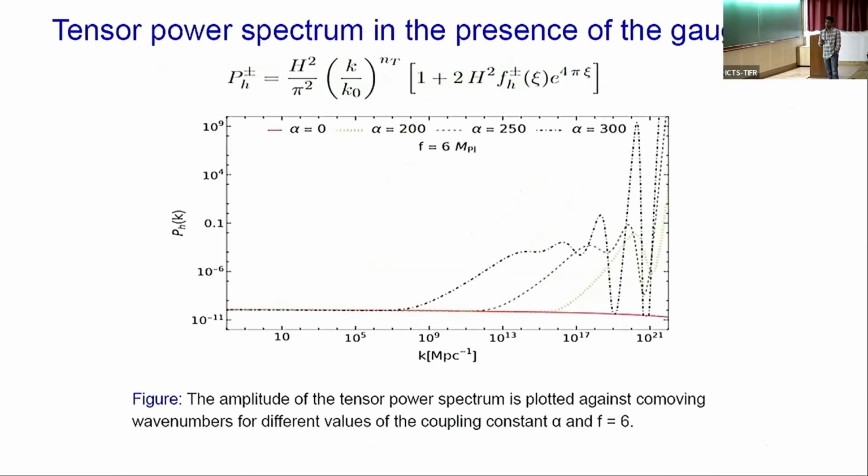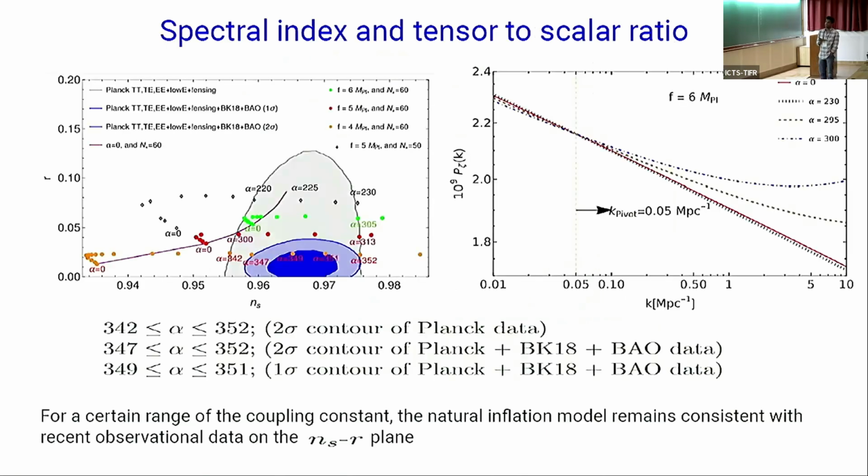I have done the same thing to calculate the tensor power spectrum, and I have seen the same thing. If I increase the alpha value, it starts to affect the CMB modes. So if I know the scalar power spectrum and tensor power spectrum, we can calculate observable quantities like the scalar to tensor ratio and the spectral index. This is the same plot which I have shown before.